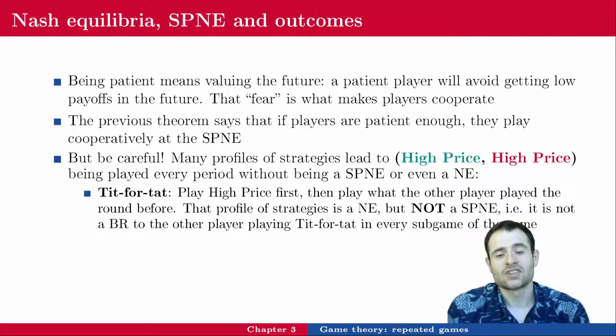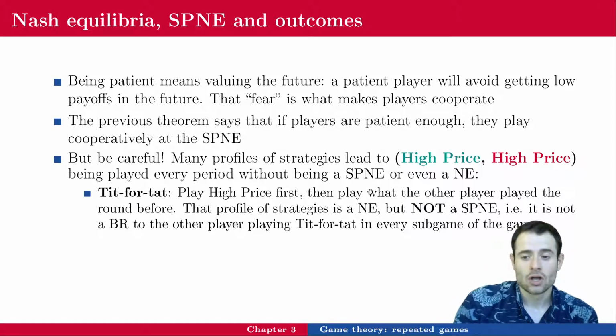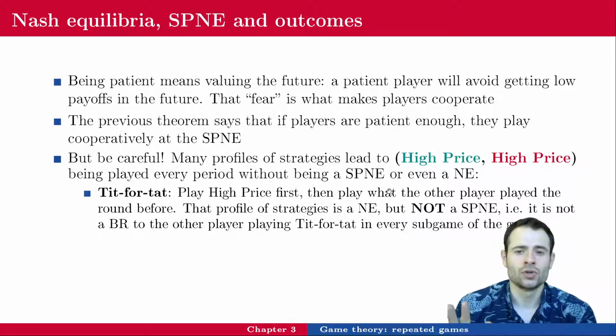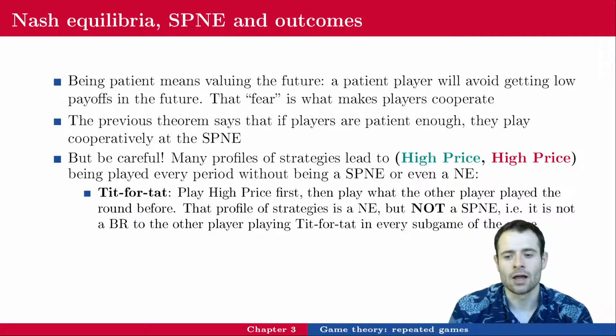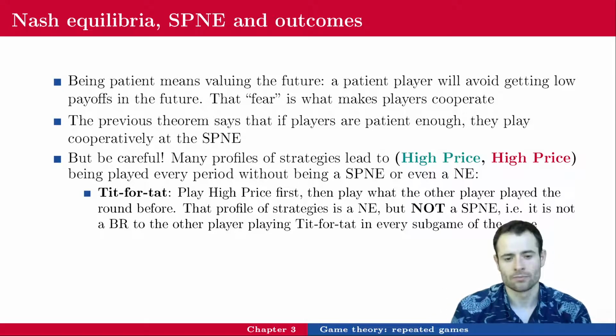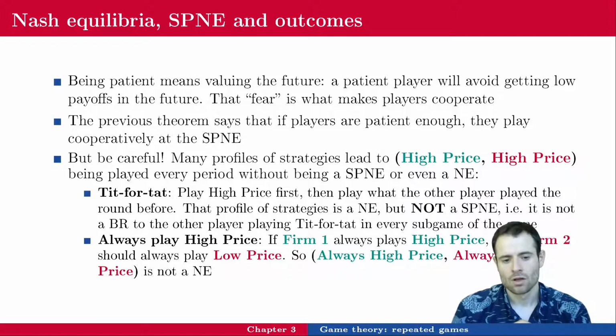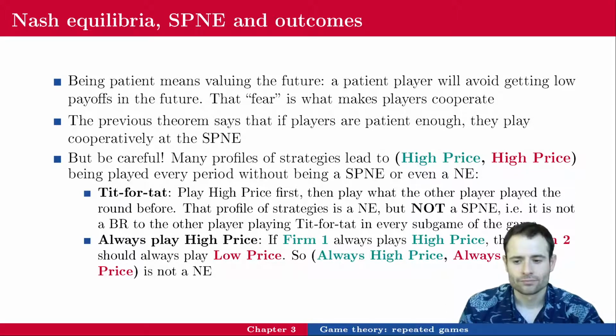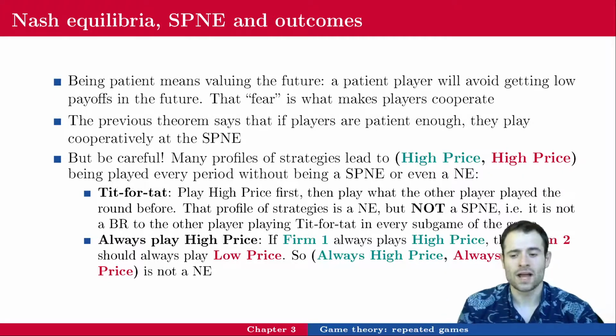It turns out that it's a Nash equilibrium, but it is not a subgame perfect Nash equilibrium. How to prove it? I will not show you this here. This is a graduate level result. But just know that tit for tat is a Nash equilibrium, but is not a subgame perfect Nash equilibrium. And, well, the other profile was high price forever, or always high price. But firm 2 always wants to play low price if firm 1 plays high price. So always high price is not a Nash equilibrium at all.